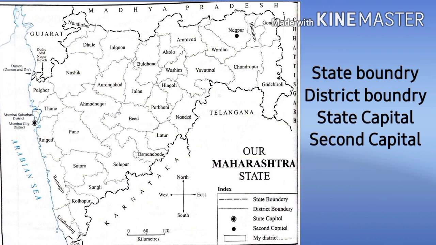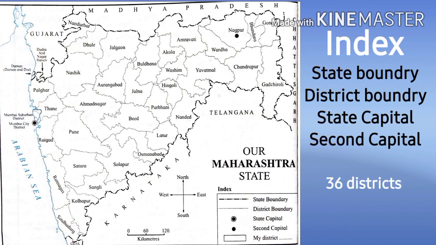Children, you know that when many districts join together, a state is formed. Now let's have a look at the map of our Maharashtra state. Here when we count, we get 36 different districts. We can see an index at the bottom right, and to the left of that index, the different directions. Now let's have a look at the index. In the index, the first is the state boundary, which is a big dotted line. Second is the district boundary, which is a small dotted line.